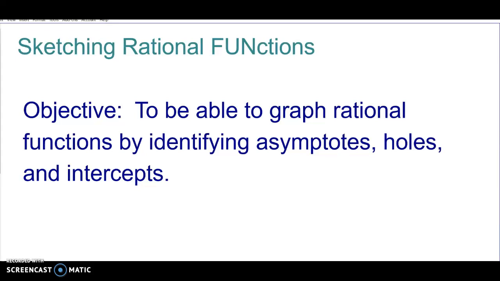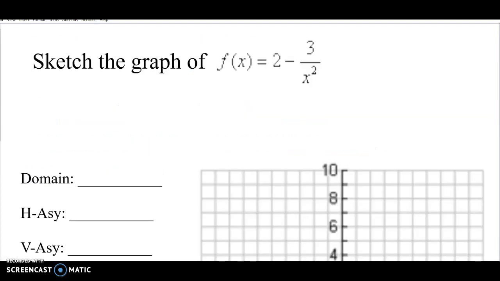Together we're going to sketch rational functions. Still fun. So let's take a look at our first example. In your notes packet, you can see there are steps numbered 1 through 8, and those are just some guidelines of things that you might want to do first.